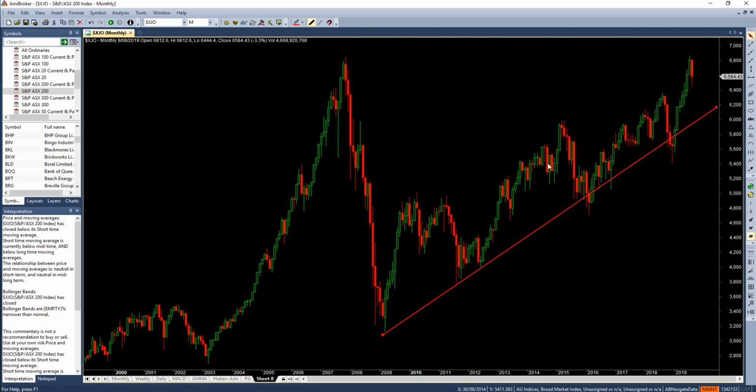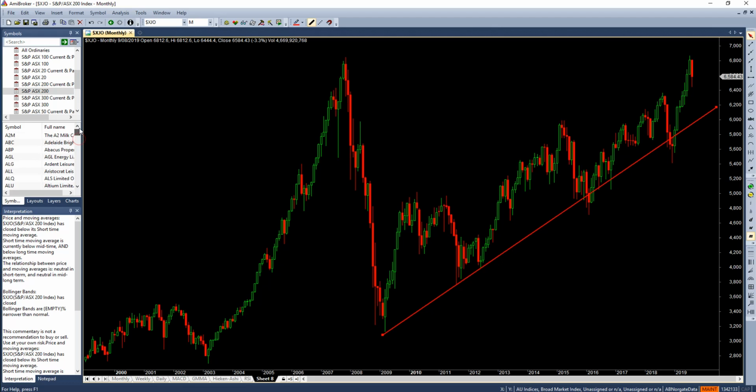By just drawing these two, you have a probability of guessing what could happen here and around here as well. So that is a trend line. Let's go with another example. How do we draw the trend line?